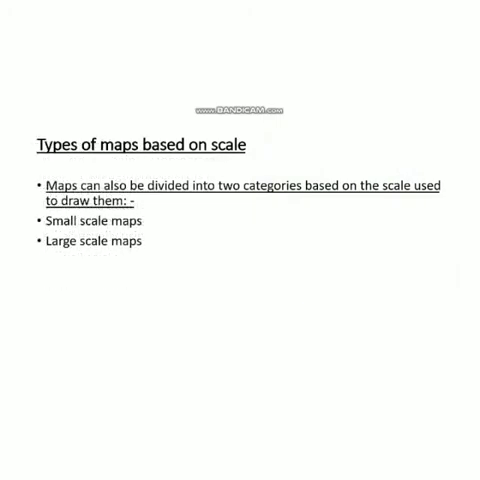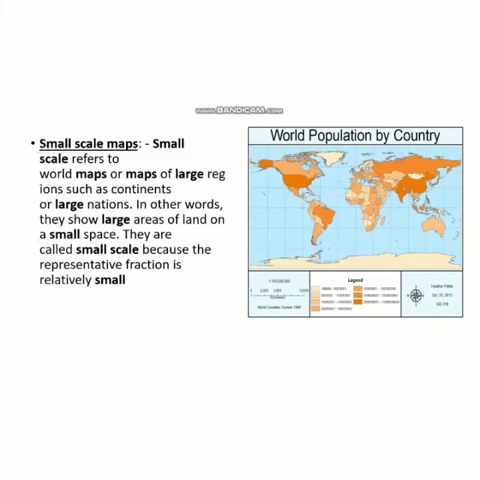Types of maps based on scale. Maps can also be divided into two categories based on the scale used to draw them: small scale maps and large scale maps. Small scale maps. Small scale refers to world maps or maps of large regions such as continents or large nations. In other words, they show large areas of land on a small space. They are called small scale because the representative fraction is relatively small. For example, 1 centimeter on a small scale map could represent 200 km on ground.